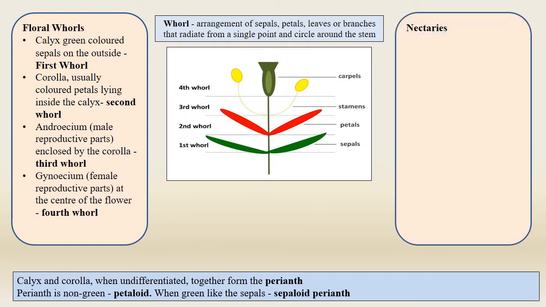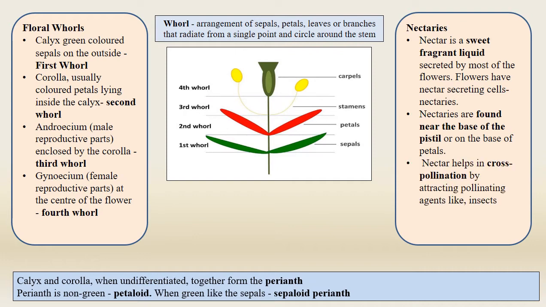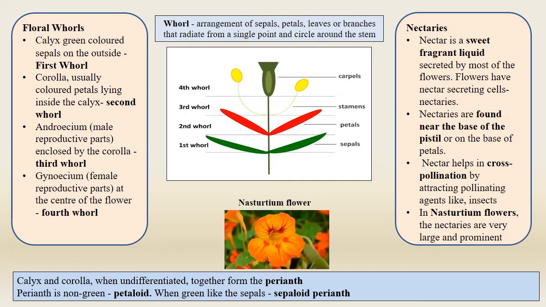Nectaries. Nectar is a sweet fragrant liquid secreted by most flowers. These flowers have nectar-secreting cells called nectaries. Nectaries are found near the base of the pistil or on the base of petals. Nectar helps in cross-pollination by attracting pollinating agents like insects. In nasturtium flowers, the nectaries are very large and prominent.